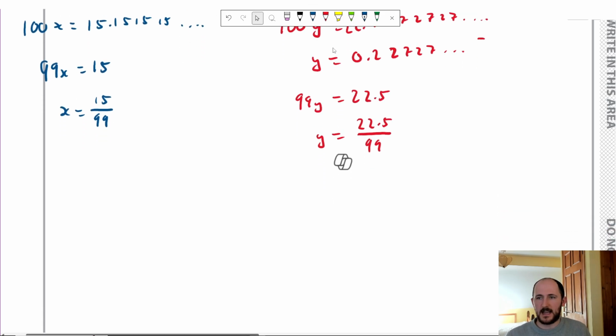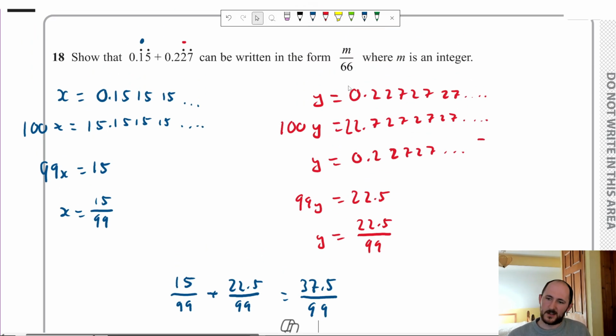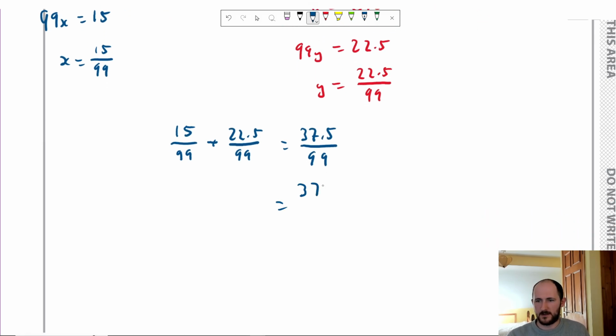Now we're adding those two things together. That's why I'm not actually fixing this issue with the whole 22.5, because I can actually add them straight away because they have the same denominator to get 37.5 over 99. Now we have to try and get it down to 66. So yeah, that's a little bit funky, isn't it? I would probably just times by 10. Let's times by 10 to make it 375 over 990. Divide top and bottom by 5 gives us, well, I mean, let's work it out.